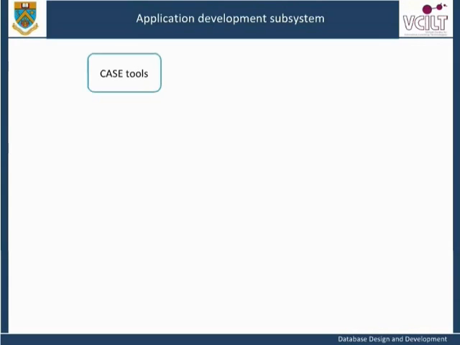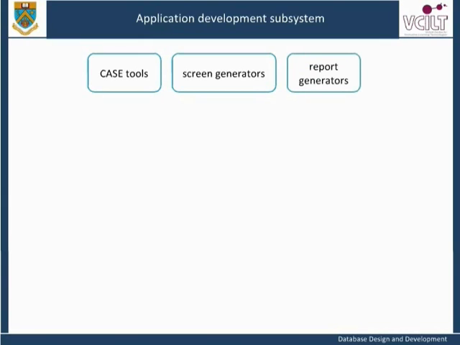The Application Development Subsystem is for programmers to develop complete database applications. It includes CASE tools, software to enable the modeling of applications, as well as facilities, such as screen generators, for automatically creating the screens of an application, given details about the data to be input and output, and report generators.